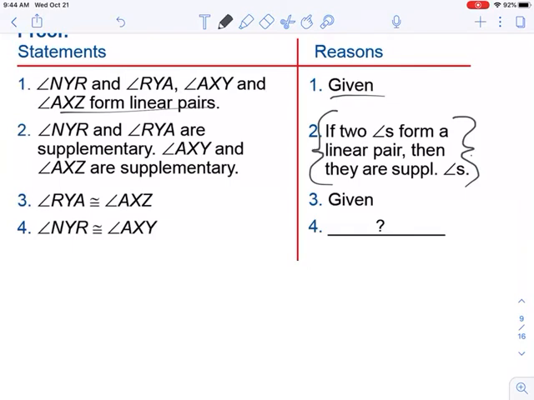Two angles form a linear pair. I would have called this a supplements theorem. That's the title of it. They chose to actually write what the theorem says. Either way, I'm good with that.